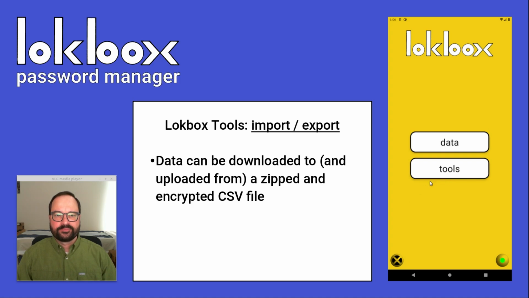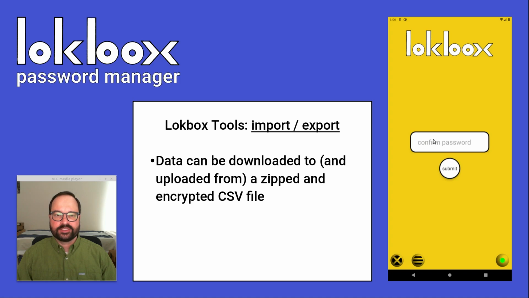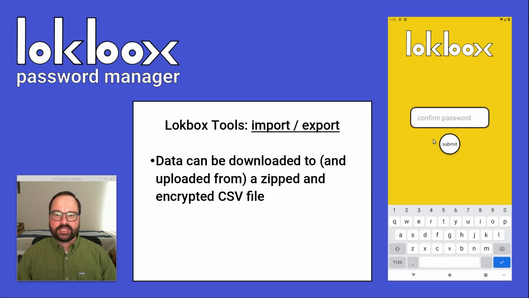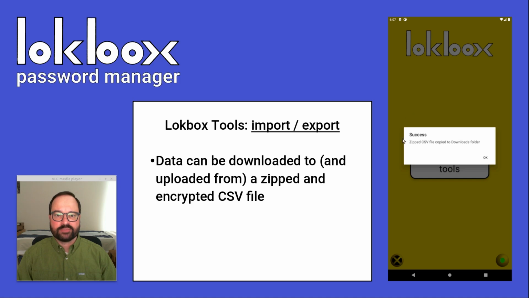Import and export. Next, we have import and export, which greatly increase the utility of the program. By clicking Export, the user can save an encrypted zip file containing a CSV of their private information to their Downloads folder. By opening the CSV on their computer, users can print their information or use the CSV as a template to add new information.